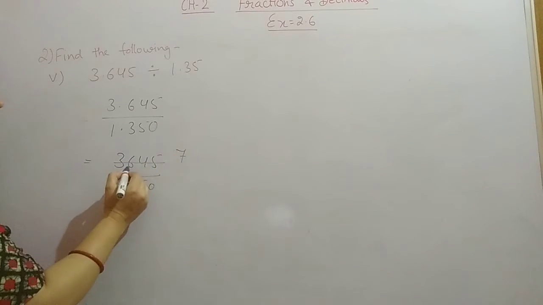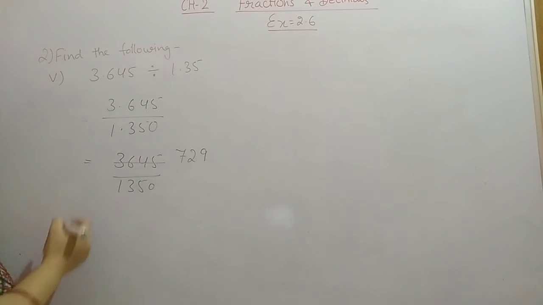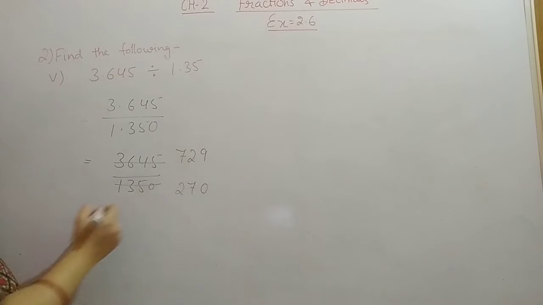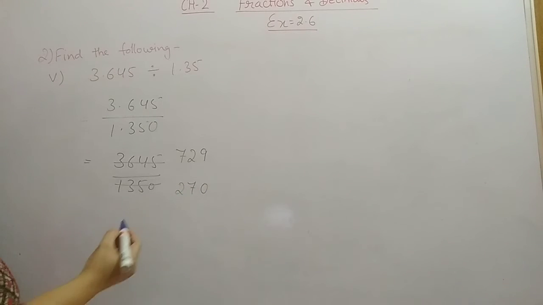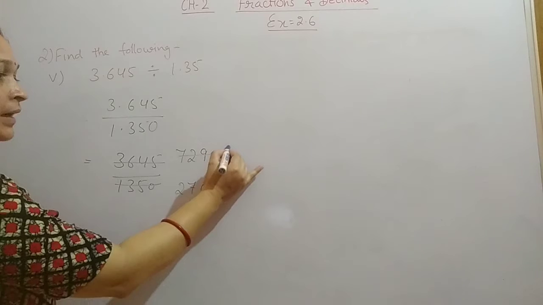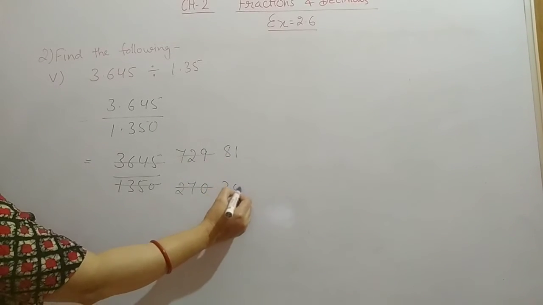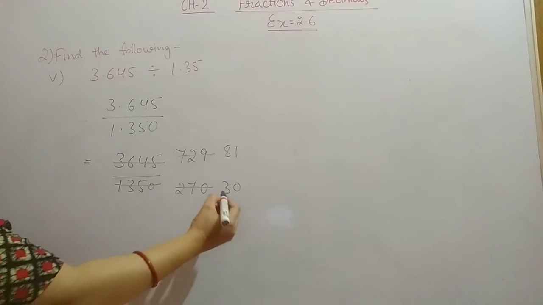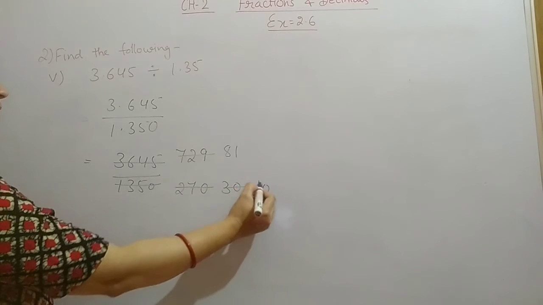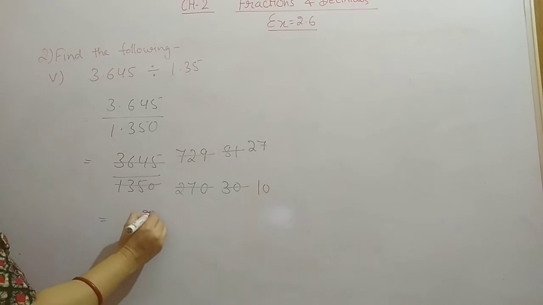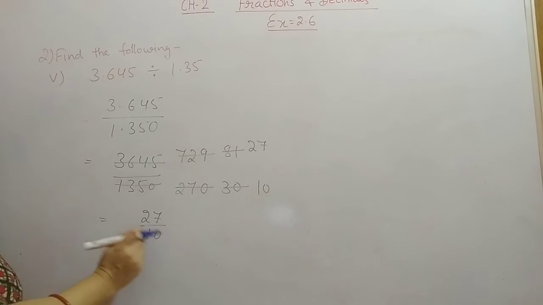5 7s are 35, 5 2s are 10 plus 4 is 14, and 5 9s are 45. 5 2s are 10 and 5 7s are 35, 0 as it is. After this you can cancel by the 9 table. 9 8s are 72, 9 1s are 9, 9 3s are 27, 0 as it is. Again you can cancel by the 3 table. You have 27 by 10. By 10 means 1 decimal place. So we can write it as 2.7.